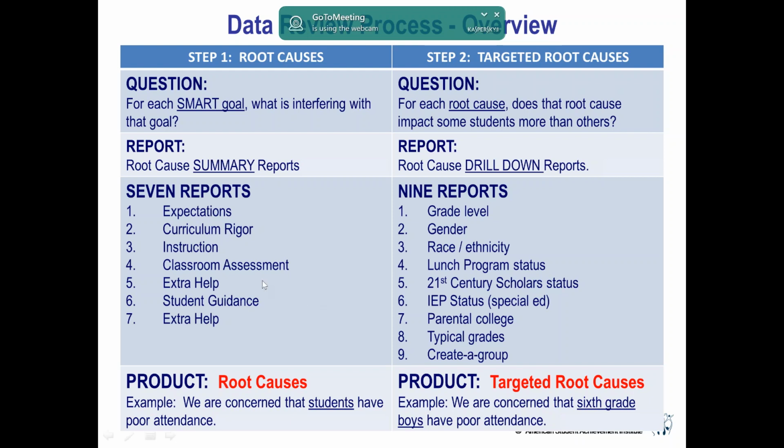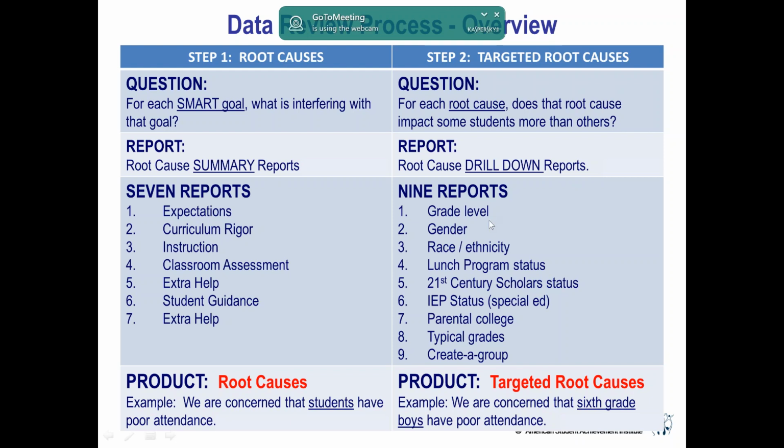So, okay, here's part 2 then. We're going to target possibly the root causes. So for each root cause, does the root cause impact some students more than others? And we're going to look at the root cause drill down reports. Those drill down reports disaggregate the data for each of the questions so that you can see, here's how boys answer the questions, here's how girls answer the question, here's how 4th graders answer the question, here's how 5th graders answer the question. We're trying to figure out what student group we need to focus on in our interventions.